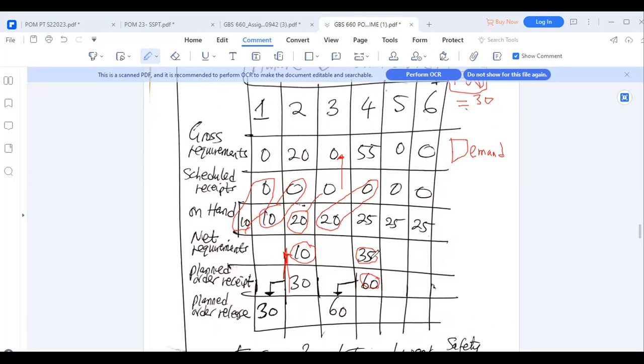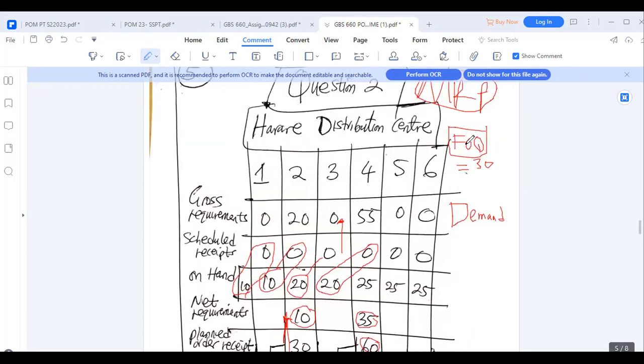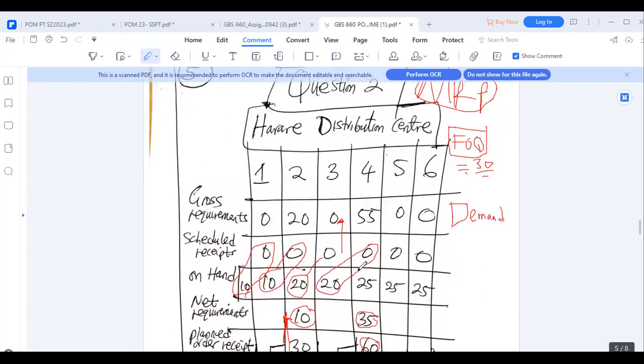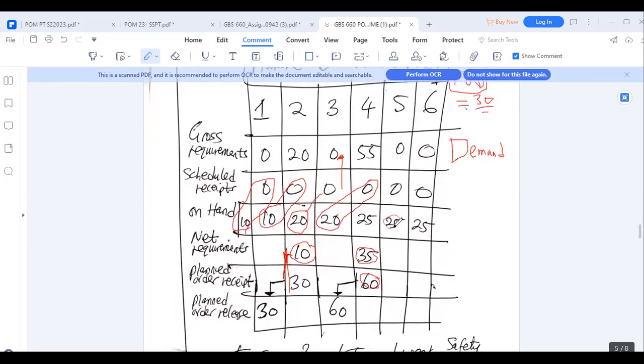Now, this 35 that we have, we can order the 2 batches of 30. Okay, so meaning order 60 which will be enough, so that we now remain on hand with 25. 25 plus 0 to meet the demand of 0. We still have the 25 here that no one else has demanded. 25 plus 0 to meet the demand of 0, still have 25.